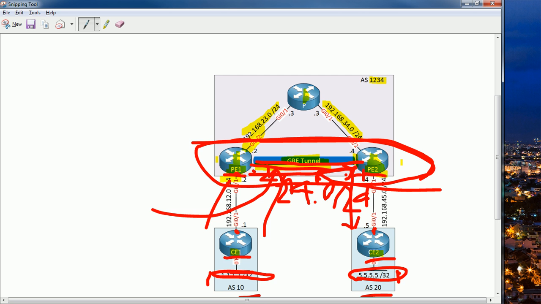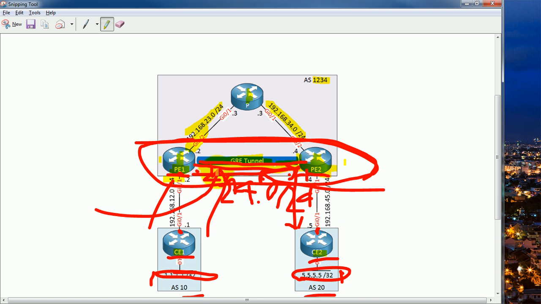In the previous example, I used a GRE tunnel, but I could have used any tunneling mechanism besides GRE. The IP in IP, Q in Q, and so on. MPLS.